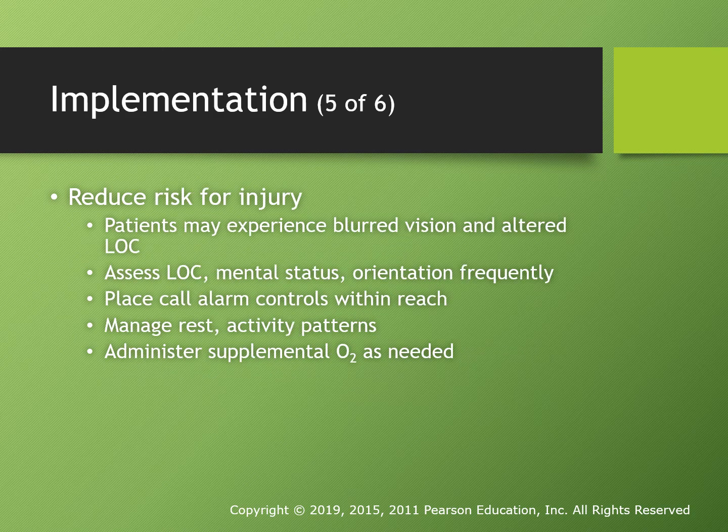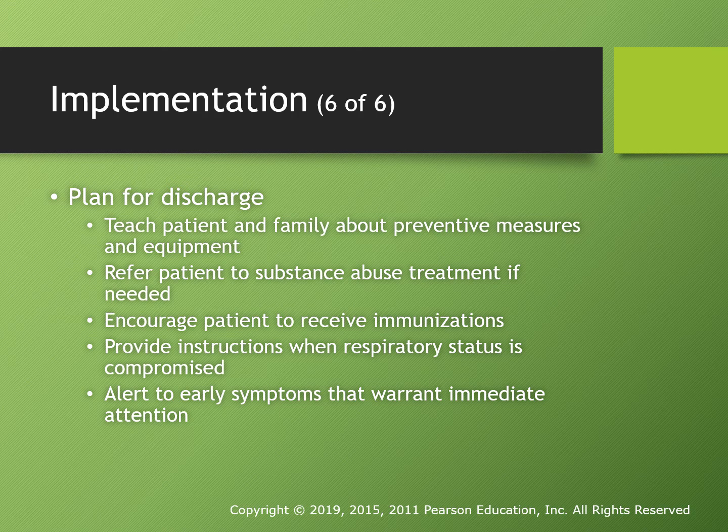So, reduce risk for injury. Patients with respiratory acidosis may experience blurred vision and an altered level of consciousness, putting them at risk for injuries. Nurses working with these patients should assess level of consciousness, mental status, and orientation frequently, every time you interact with the patient. Place call alarm controls within reach. Manage rest and activity patterns to improve gas exchange and reduce oxygen demands. Administer supplemental oxygen as needed to prevent cellular hypoxia and tissue damage. Follow your physician's order as pertaining to how much.